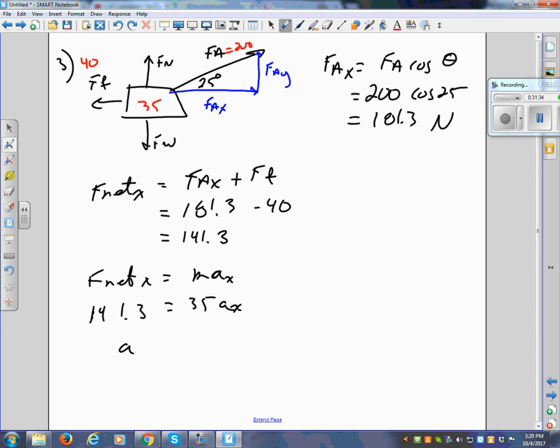So the horizontal acceleration is going to be that number, and we're going to divide by 35, right? Yep. 4.04 meters per second squared.